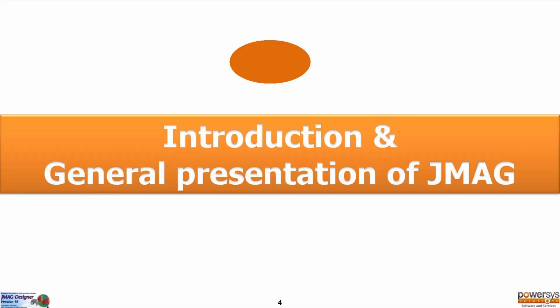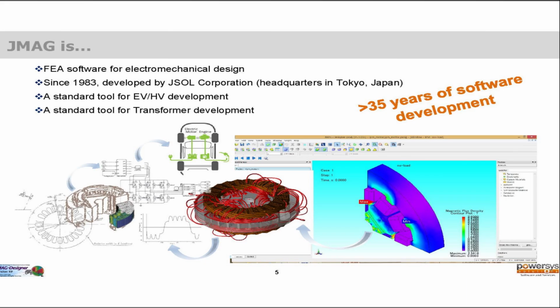Regarding my part, JMAG is a finite element tool that allows you to design and simulate any type of electrical machine. This tool has been developed since '83 by JSOL Corporation, a Japanese company based in Tokyo. With JMAG, we can design and develop any type of electrical motor and also transformers. Regarding the internal analyses we can do with JMAG, we have 5 types of analysis. But today, during this webinar, we will focus on the magnetic field and iron loss calculation.